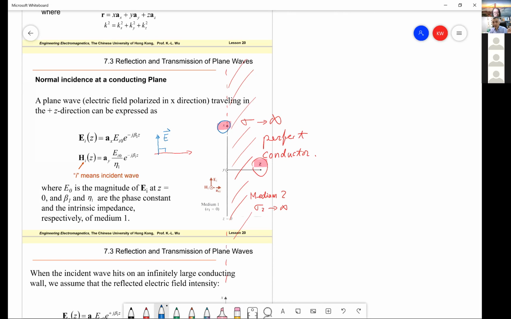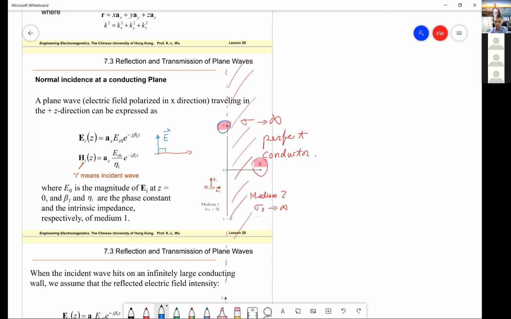Okay, you don't mind, right? I polarize in the x direction. Then how to describe it? A plane wave propagating in the positive z direction, polarized in the x direction.